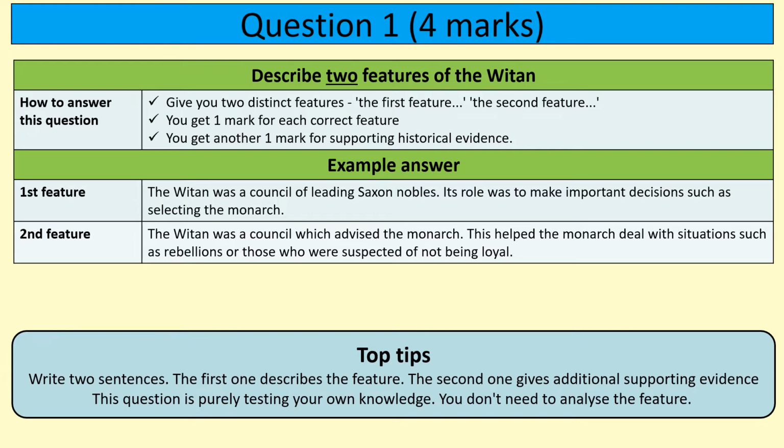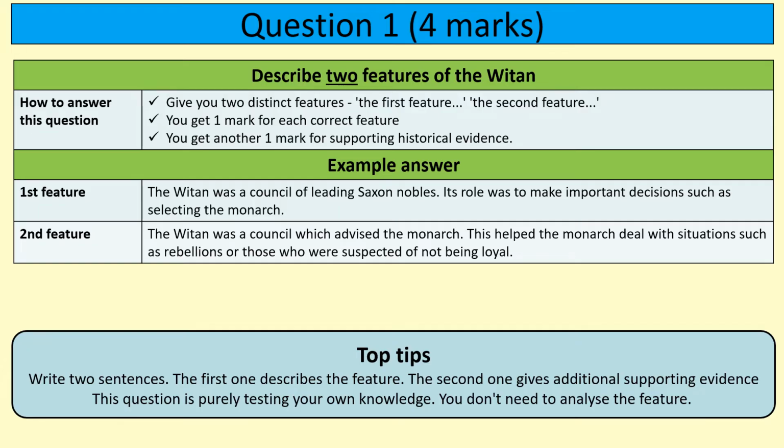Now you get 1 mark for each correct feature that you identify, and then you get an additional 1 mark for your supporting historical evidence. So if you have a look at the example answer, you can see here that the first sentence is the feature, and then the second sentence is actually that supporting evidence. So for each sentence, you're essentially getting 1 mark for each sentence in these example answers.